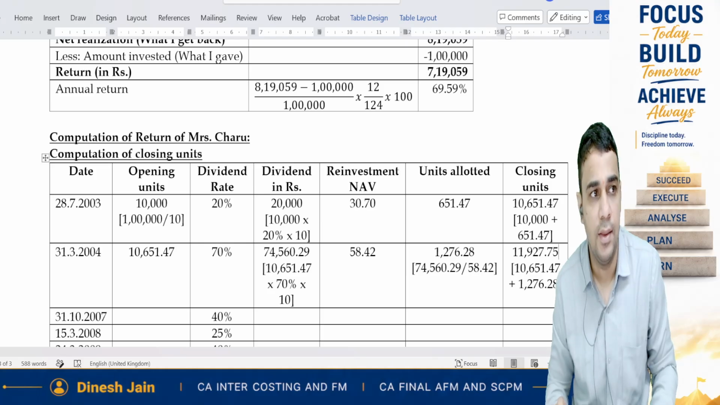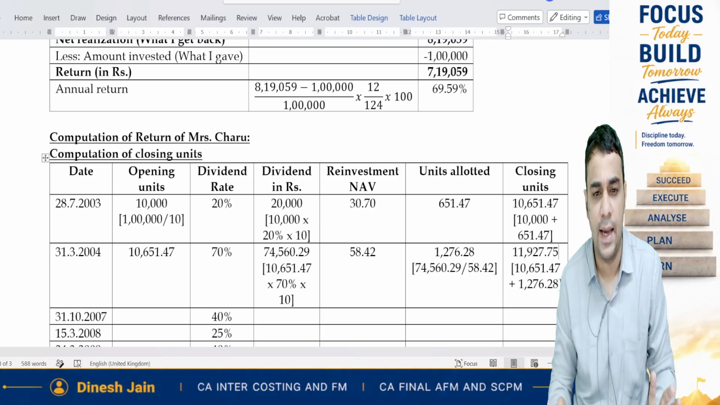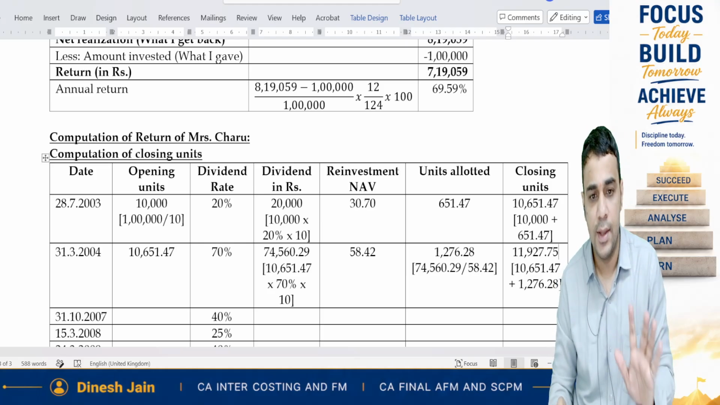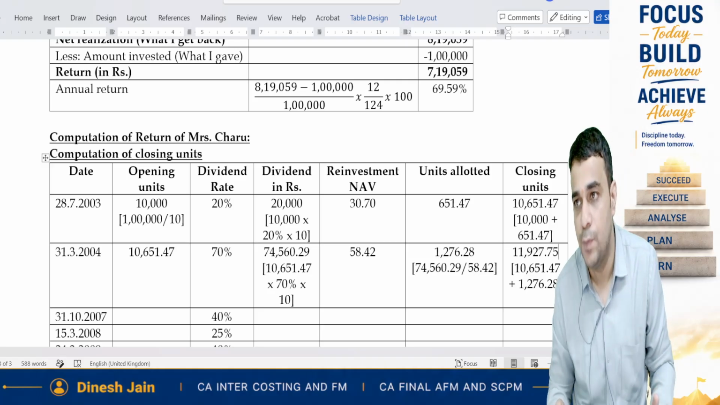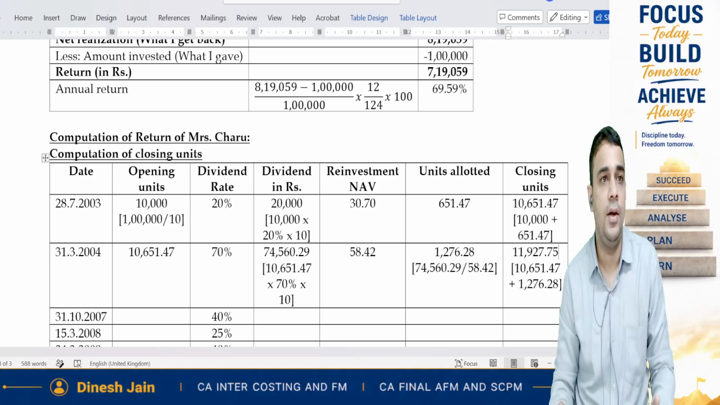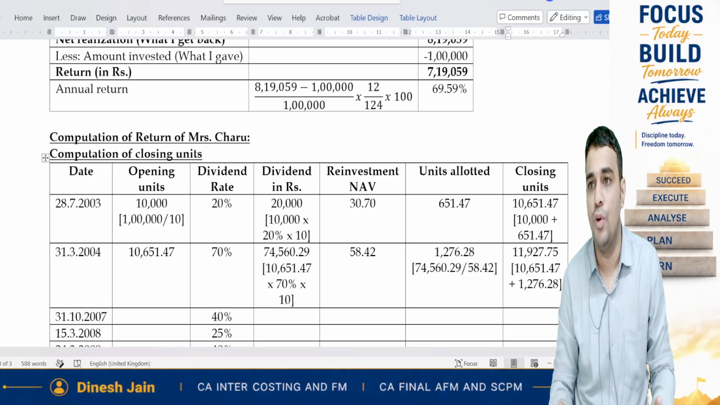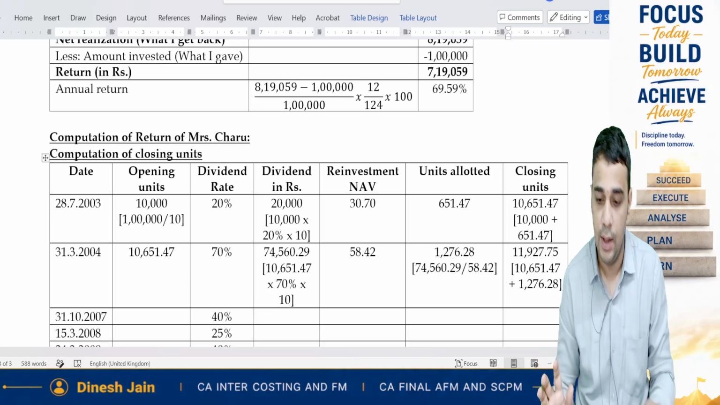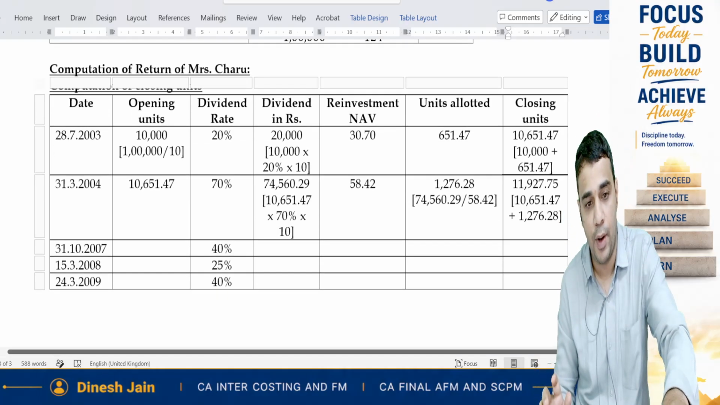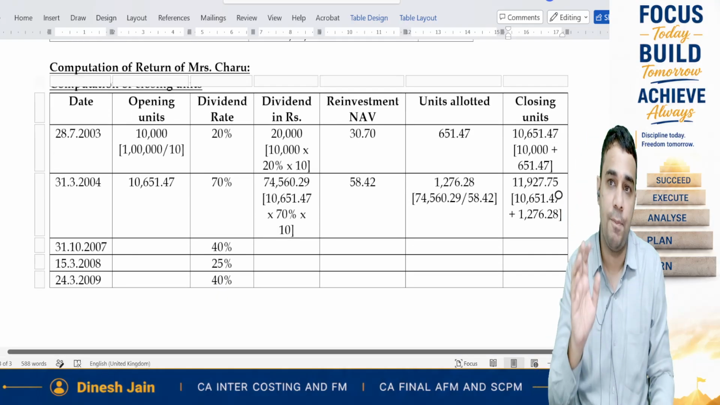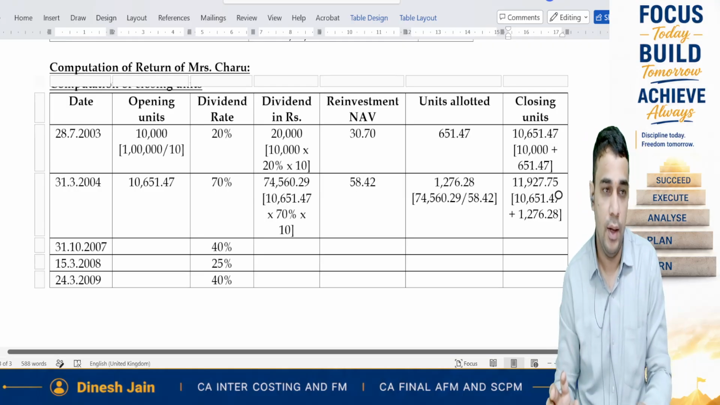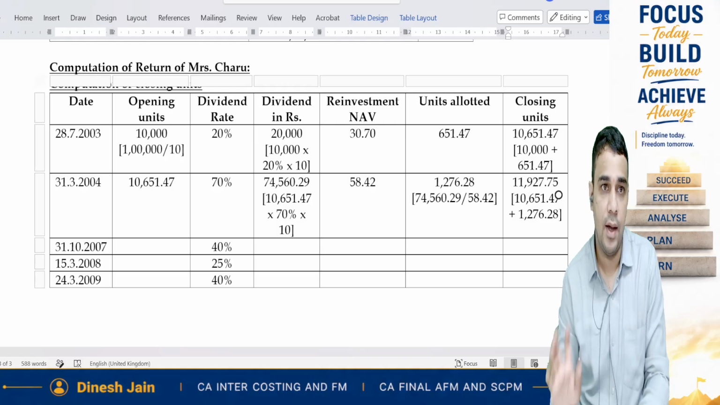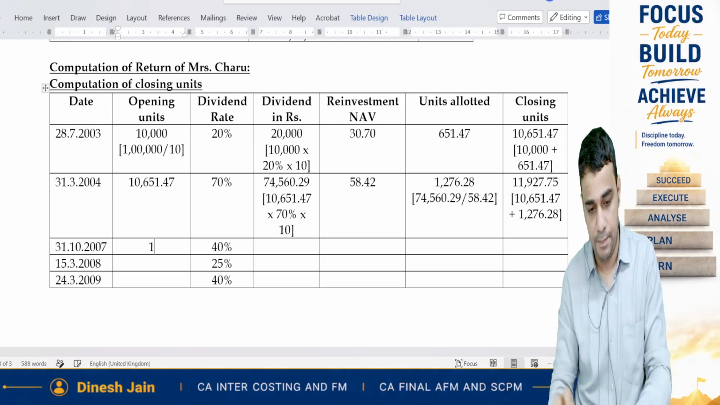If somebody has done this, you keep confirming the numbers. If you find any calculation error, let me know. The second period ends with 11,927.75. Again, I want you to do it on your own. I'm doing it on the screen, but please do it on your own. Practice will happen only when you do it on your own. Any doubts on 11,927? Are you getting this number? Okay.